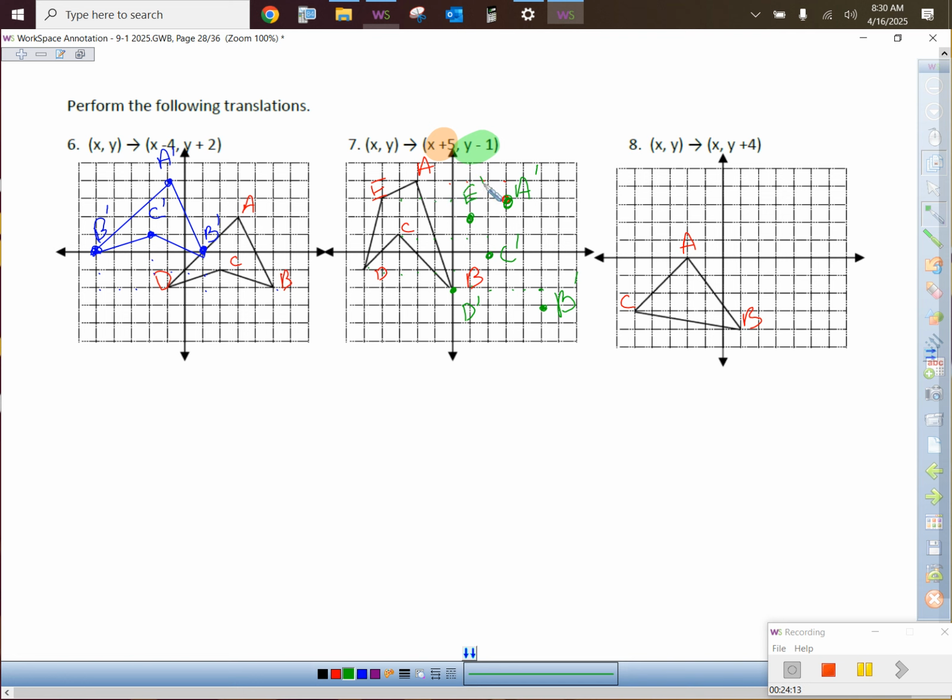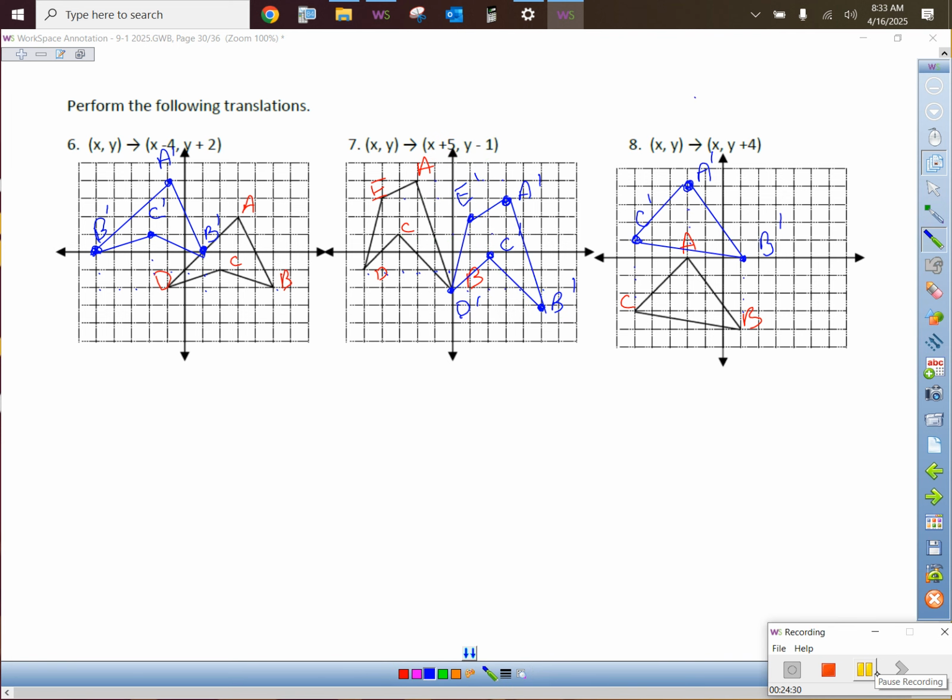See if you can connect those guys together. And let's see, what do you think about that? I kind of hit pause there when I shouldn't have. So make sure you connect the dots together correctly, how they were connected from the original. A to B, A prime to B prime, and B to C, B prime to C prime. And then all that happened on number 8 is it moved 4 units up because it didn't go anywhere right there. Feel good with translations.